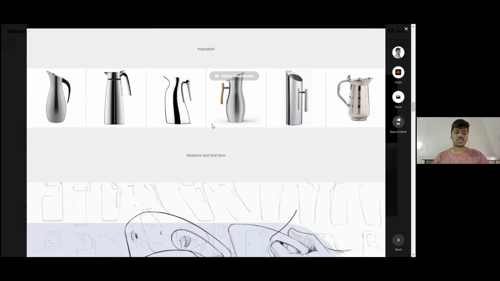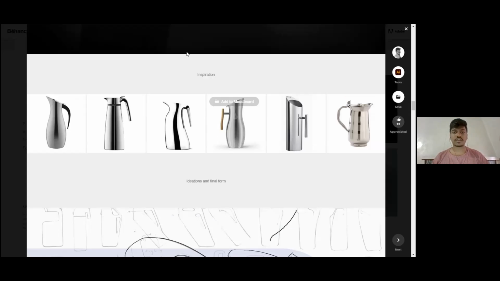Then I went through the different... There's something on my screen. I don't know how to erase it.